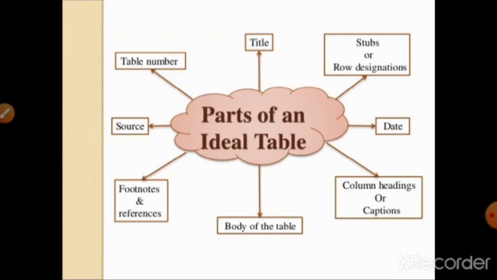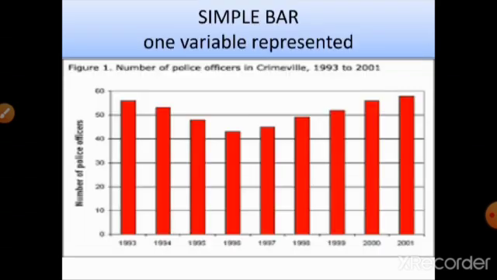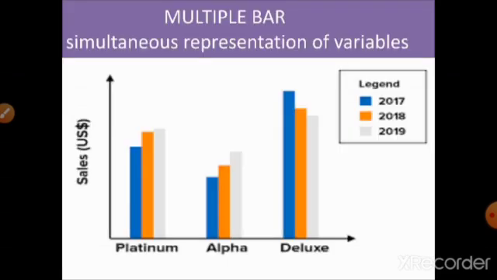These representations take the form of geometric diagrams, frequency diagrams and arithmetic line graphs. Okay, geometric diagrams include the simple bar diagram, multiple bar diagram and component bar diagram. In the simple bar diagram, we have equispaced and equi-width rectangular bars for each class of the category. So for each class you can see the category represented in this slide. Clear?